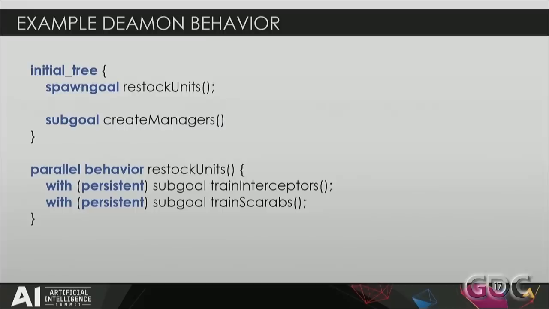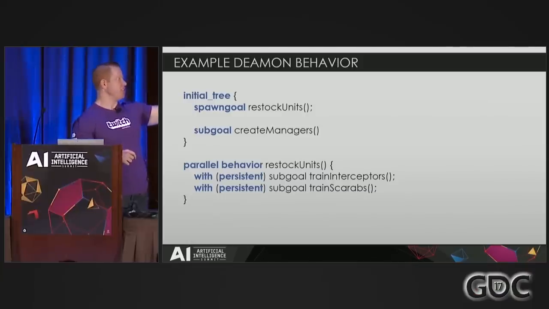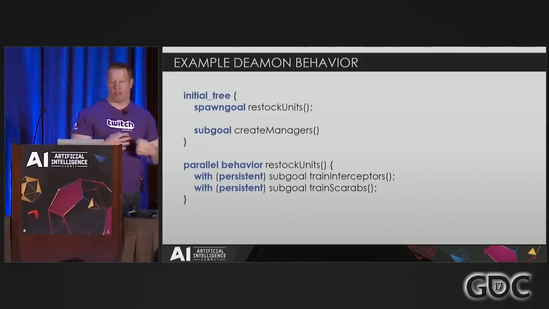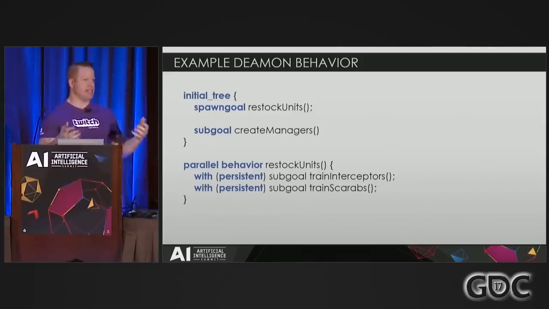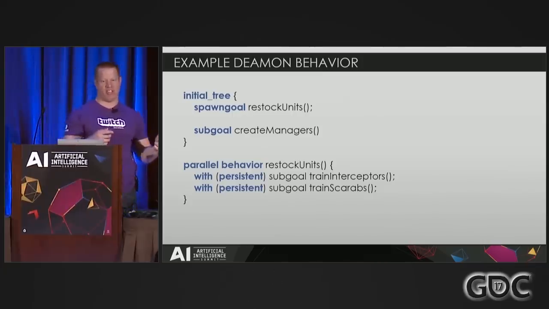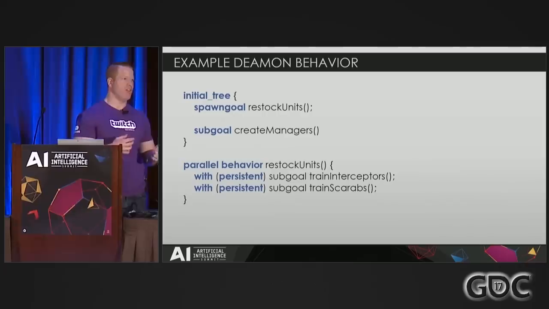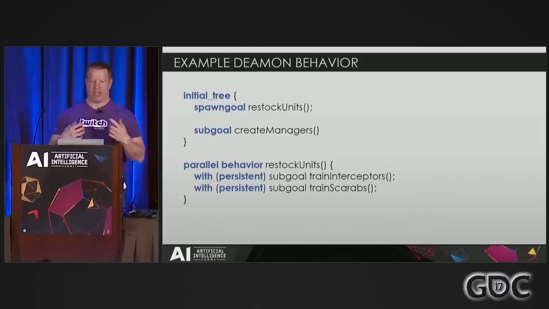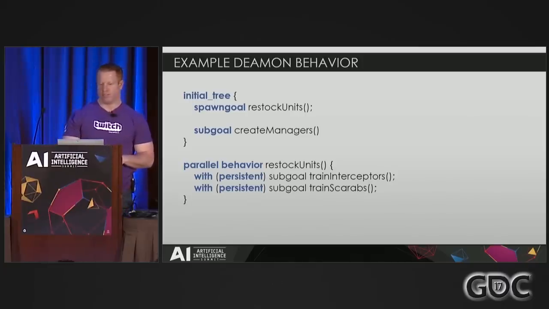The root behavior basically says, create a spawn goal to restock units, and then go set up the managers, which I'll talk about in a second. And then the second behavior is basically continuing to pursue these different behaviors. So with persistent means continue to pursue this, and subgoal is equivalent to selector. So you're continuing to look at training new interceptors or new scarabs for your carriers or reavers in your StarCraft bot. These are units that are empty in terms of ammunition when you start them, so you need to actually produce units for them to be useful.